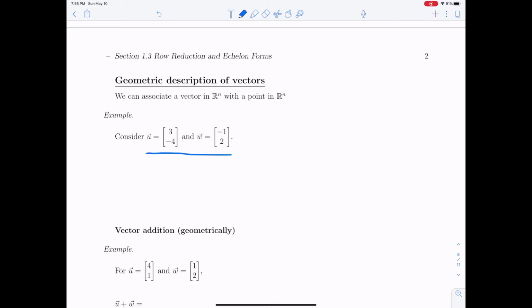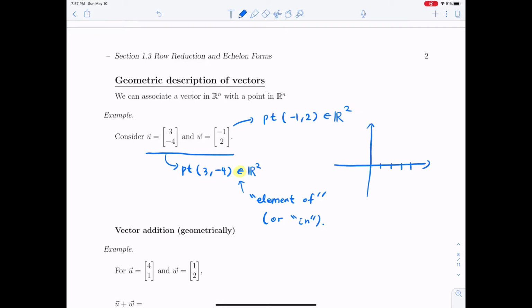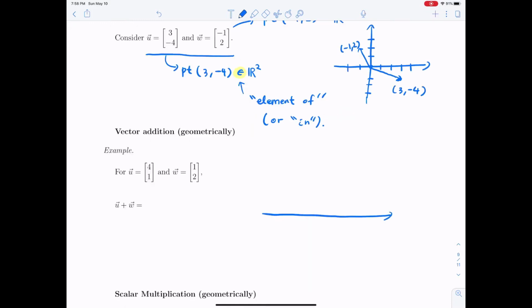If u and w are given in this way, then u corresponds to the point 3, negative 4 in R2, and w corresponds to the point negative 1, 2 that sits inside R2. The symbol means an element of, or you can just read that as the word in. To distinguish a vector from a point, we draw an arrow that starts at 0 and ends at the point it is associated with. So this arrow corresponds to the vector 3, negative 4, and this arrow corresponds to the vector negative 1, 2.